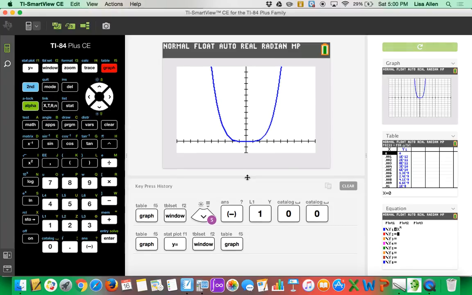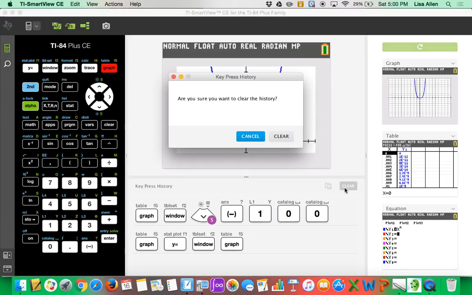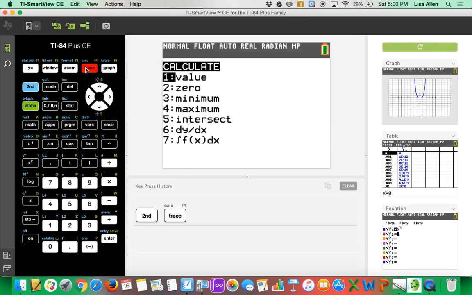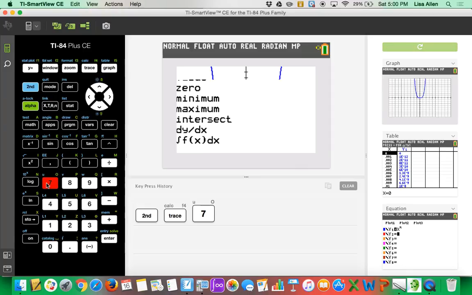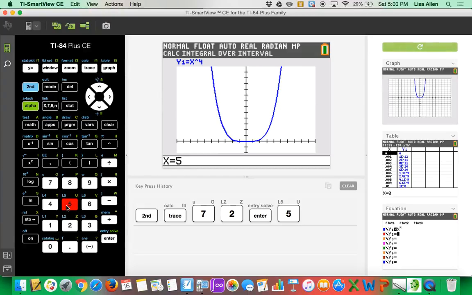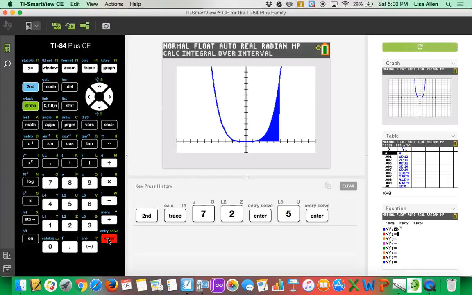So what we're going to do then, let me clear this part off. Okay, now we're going to hit second trace, and I'm going to hit 7. If you notice, we have the integral notation down here, 7. And then I'm going to hit the lower limit of 2 and the upper limit of 5, and then hit enter. And I get the area is 618.6.